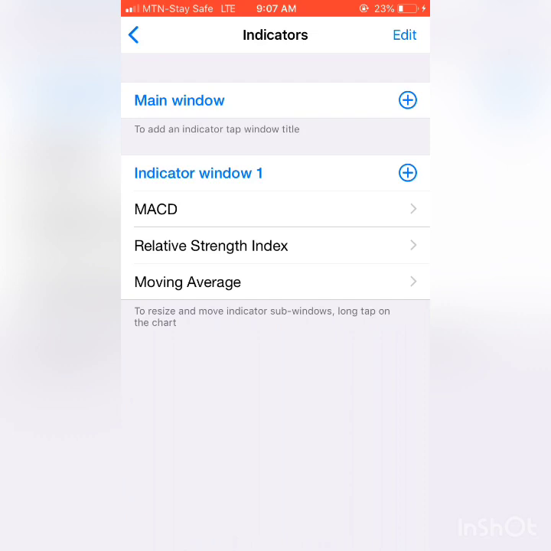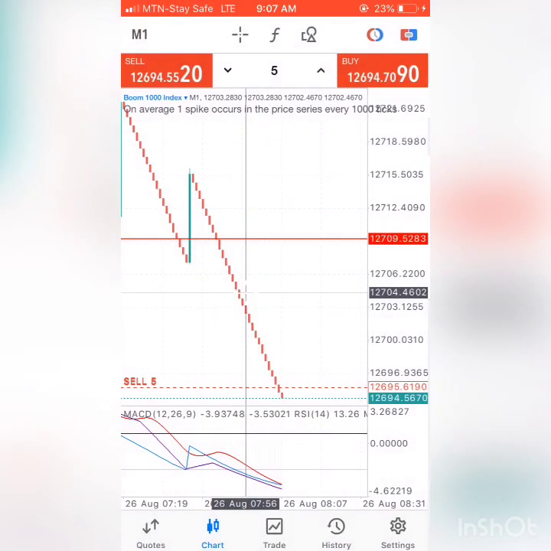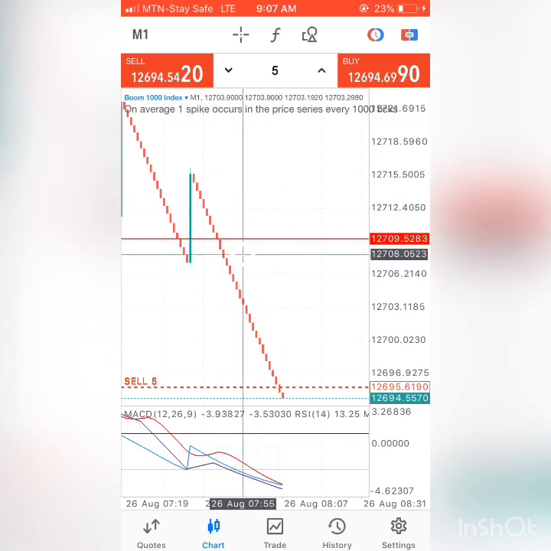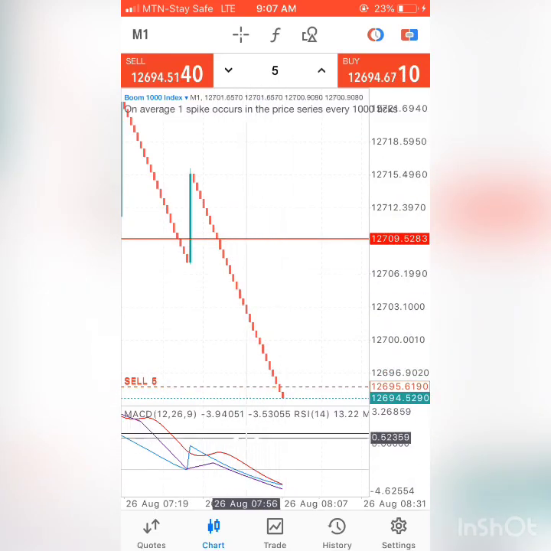I have nothing on the main window. I'm just using the indicator window. That's why you see here, everything here is clear. Well, this is what I'm working with.